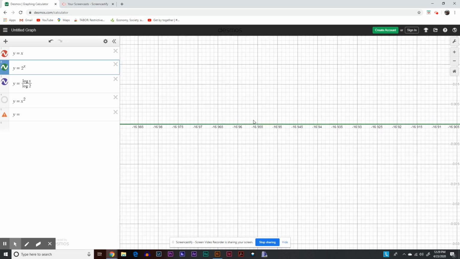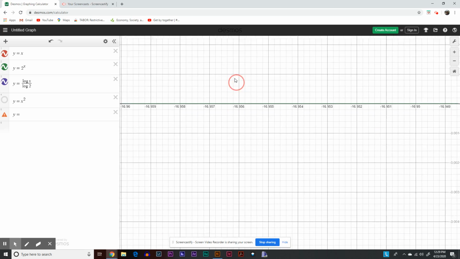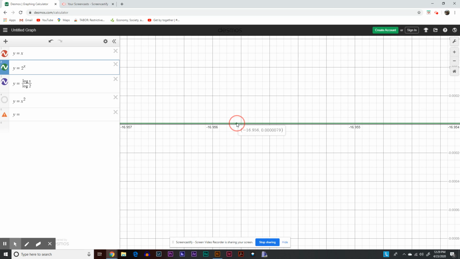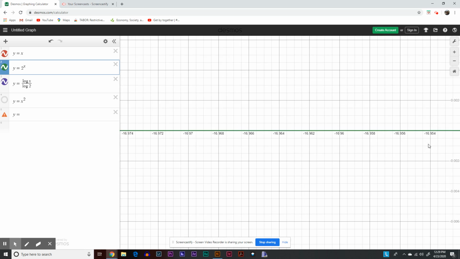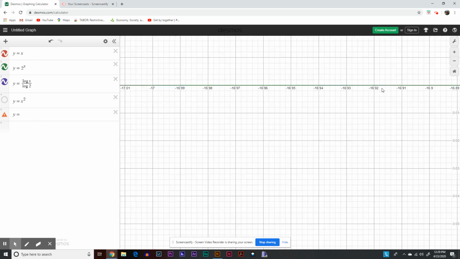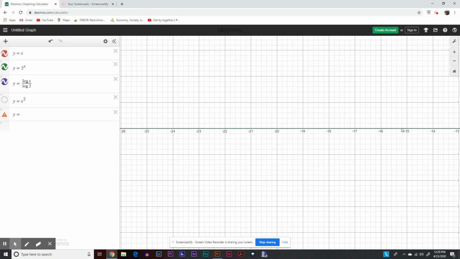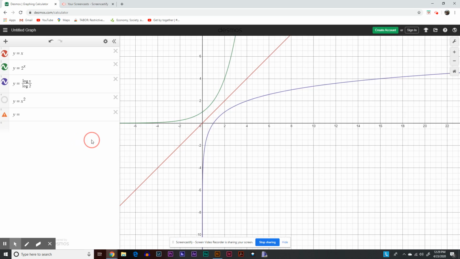Let's see if we can get close enough on Desmos. I might not even be able to. Oh, there we go, right? So we've zoomed way in, and now we can see, oh, Desmos was just rounding it. It's actually 0.000000 blah blah blah 79, right? Okay, so let's zoom all the way back out now. Oh, the challenges of just trying to make a point.